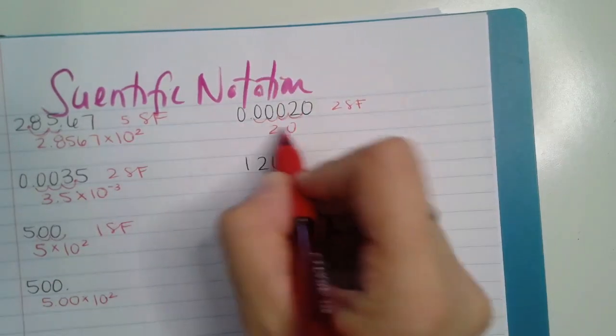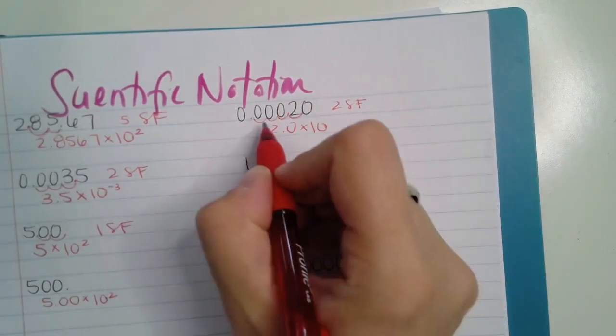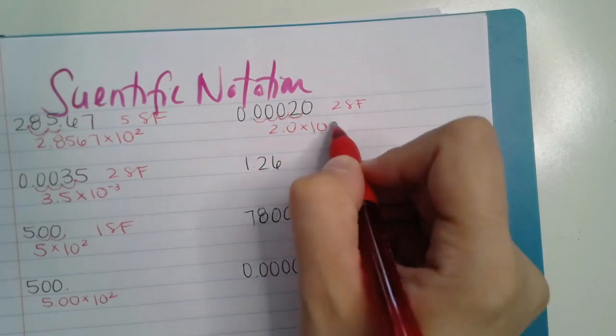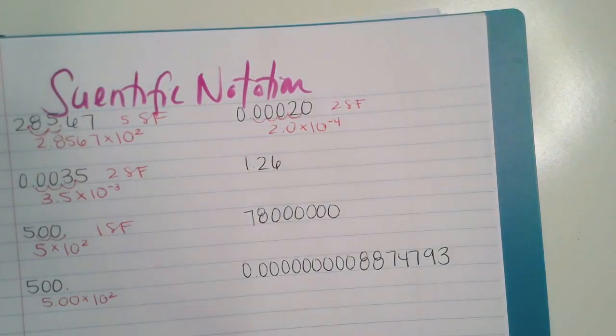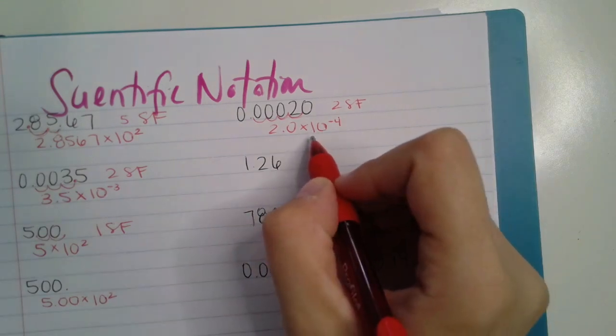1, 2, 3, 4. But it's less than 1, so we have to divide it by 10. We have to divide it by 10 4 times. So therefore, that would be my answer.